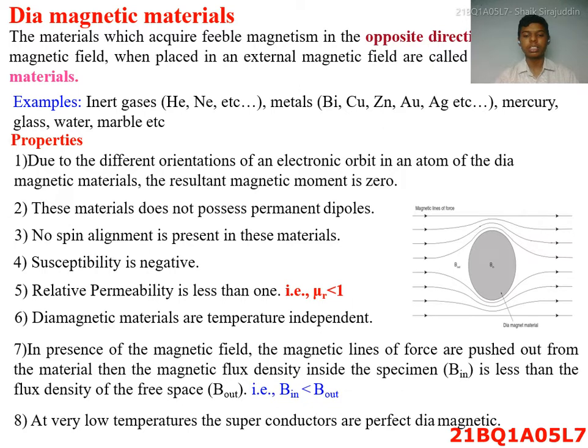Diamagnetic materials are temperature independent. In the presence of a magnetic field, the magnetic lines of force are pushed out from the material. The magnetic flux density inside the specimen is less than the flux density in free space.